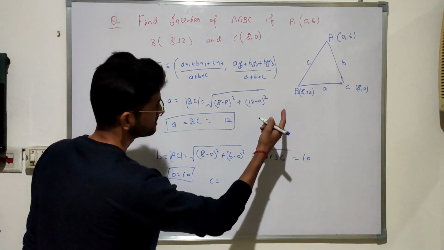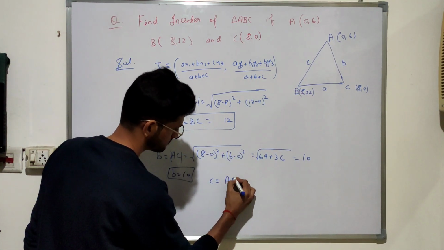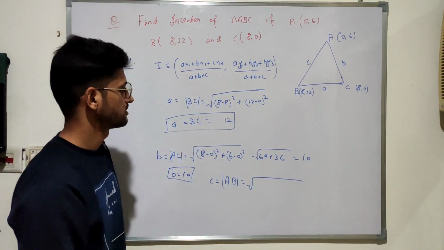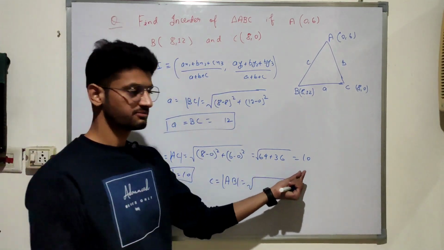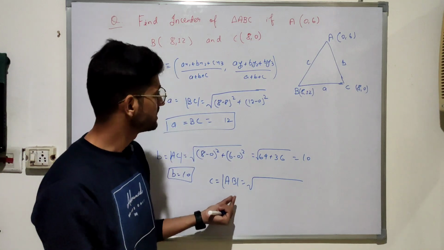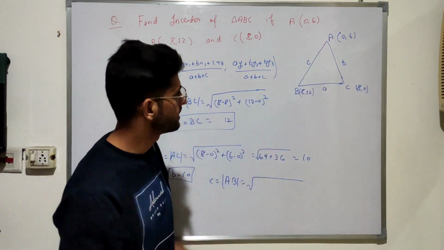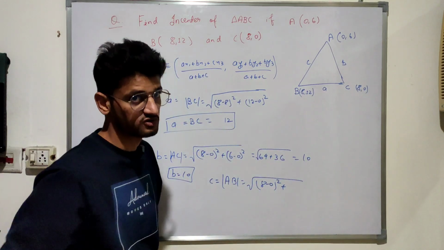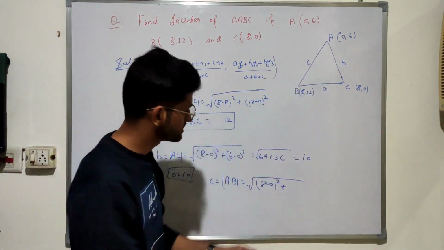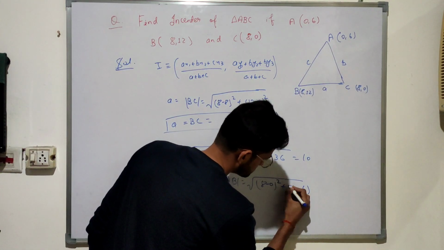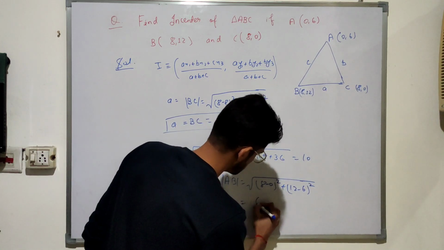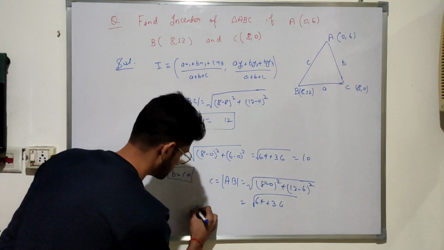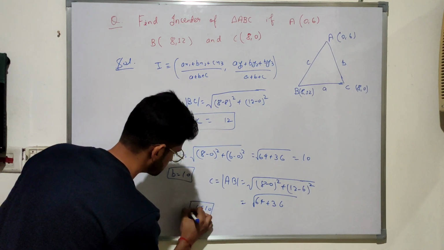Similarly, C can be written as side length AB. Here we can write AB as, also the distance must be positive itself. So side length AB is going to be the square root of (x2 minus x1) whole square plus (y2 minus y1) whole square, that is 8 minus 0 whole square plus 12 minus 6 whole square. It is going to be equal to 64 plus 36 again, which is equal to 10. So C is also going to be 10.